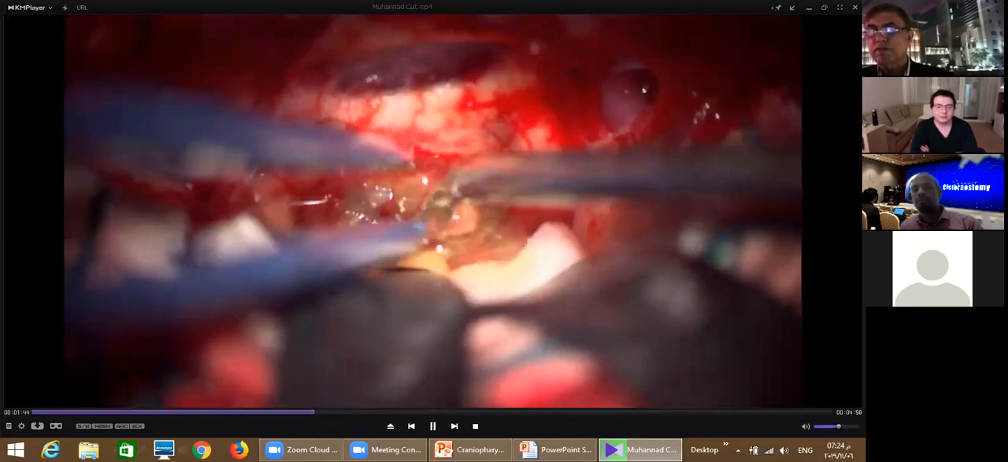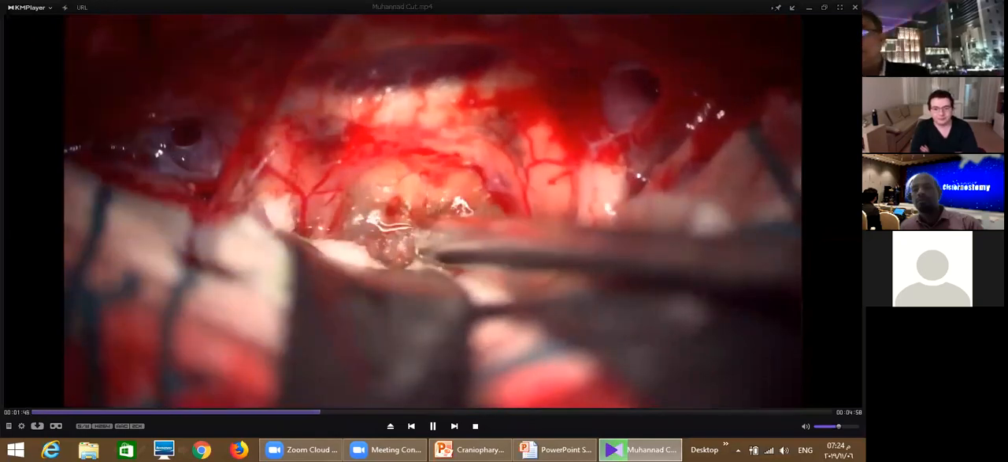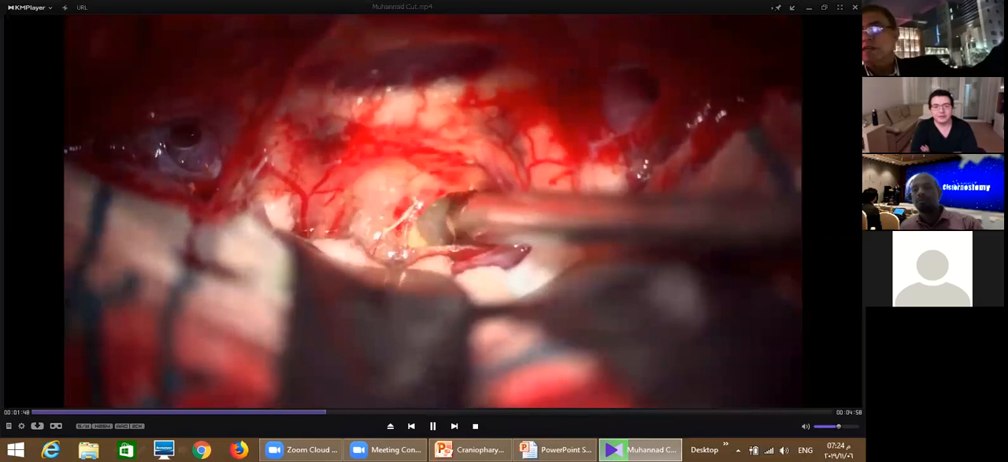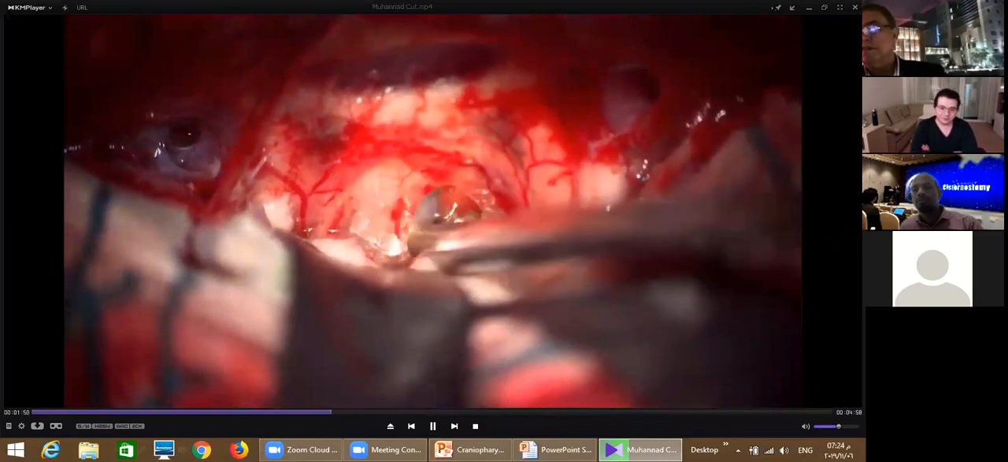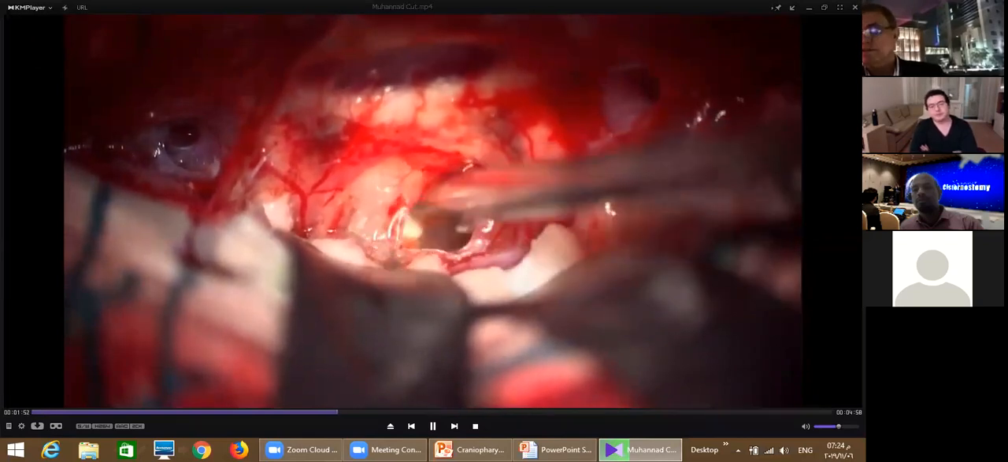So you start removing it. Again, fluid coming out. Hooray, hooray. Decompress the optic apparatus. No, you have done nothing. You have done a crime. You have to remove the tumor completely.